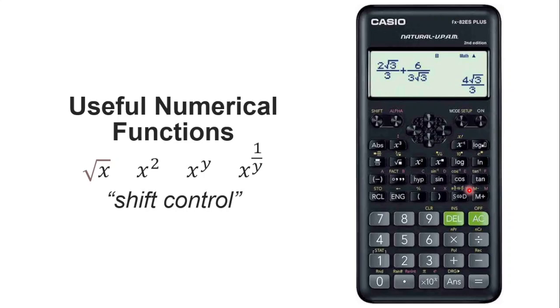So there are many functions, and the symbols in yellow will give you these functions if you're going to click shift.